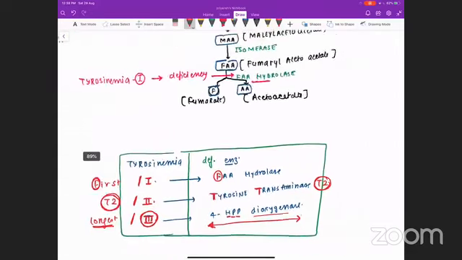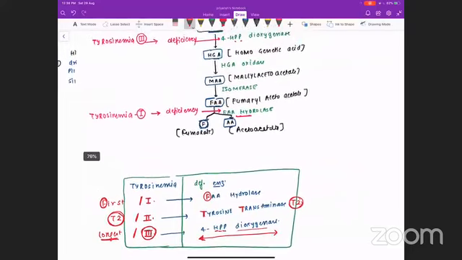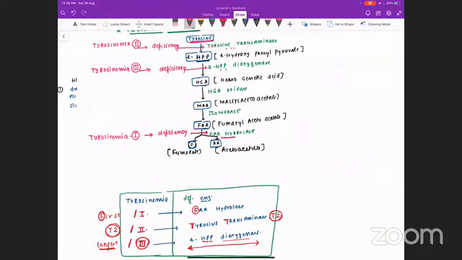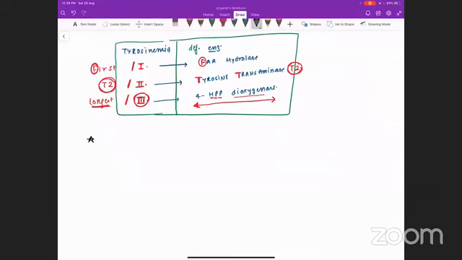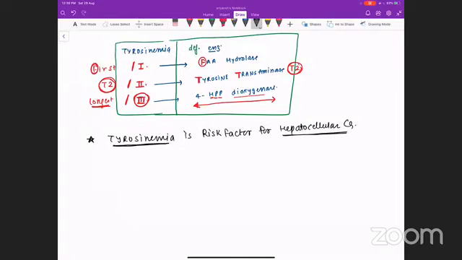Okay. So till now what we have remembered about tyrosine catabolism is first the sequence of intermediates: 4-HPP, HGA, MAA, FAA, fumarate plus acetoacetate. Then we discussed how to remember tyrosinemias 1, 2, 3. Why am I emphasizing tyrosinemia so much? Because tyrosinemia is a risk factor for hepatocellular carcinoma. Whether it is type 1, type 2, or type 3, all increase the risk of hepatocellular carcinoma.